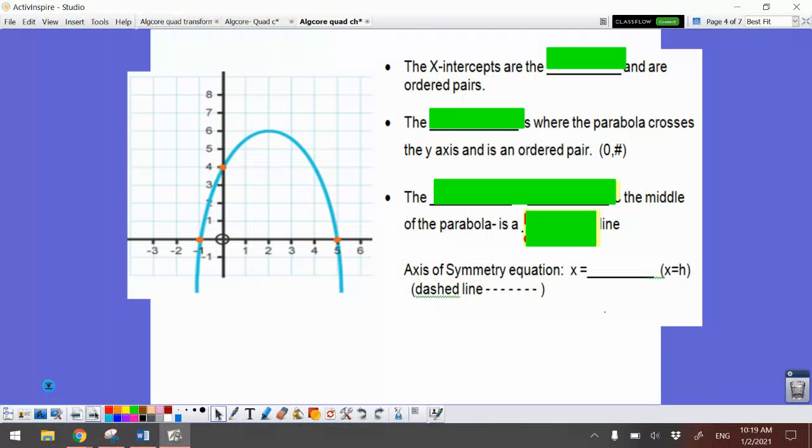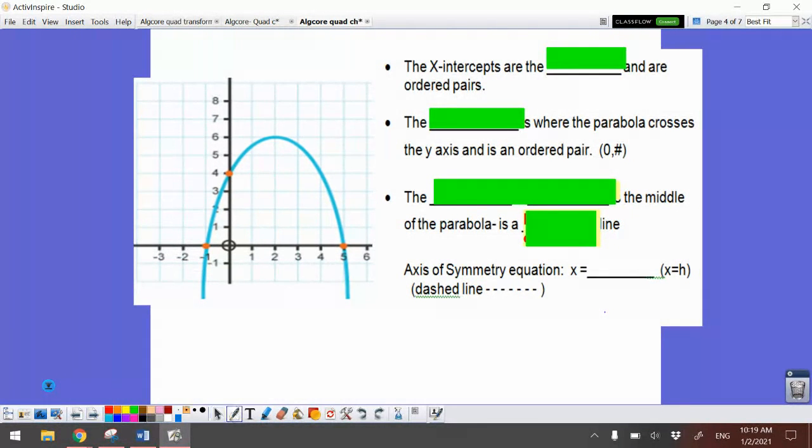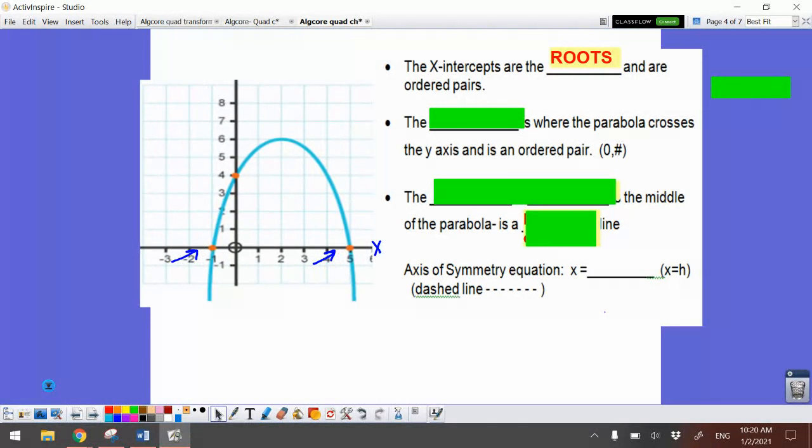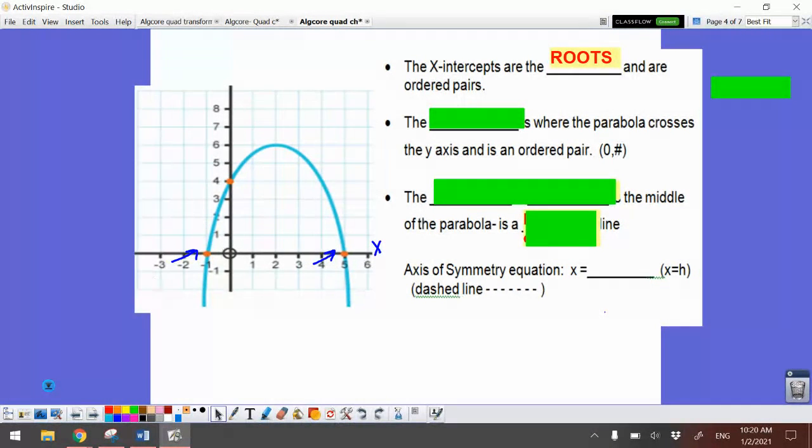All right, now the x-intercepts, okay, if this is my x-axis, are where the parabola is touching the x-axis. So we already know that those x-intercepts are called the roots. Okay, those are called the roots or the zeros.